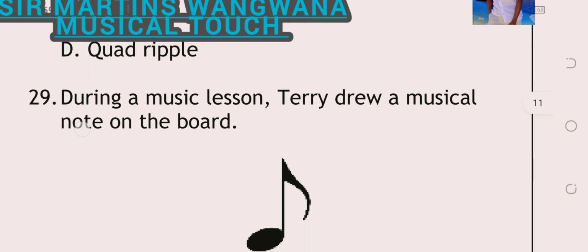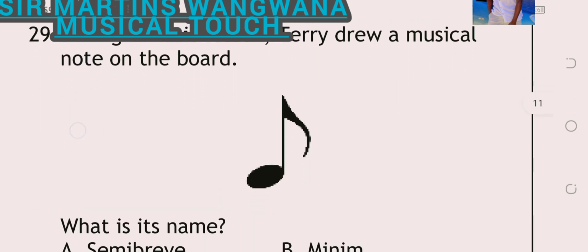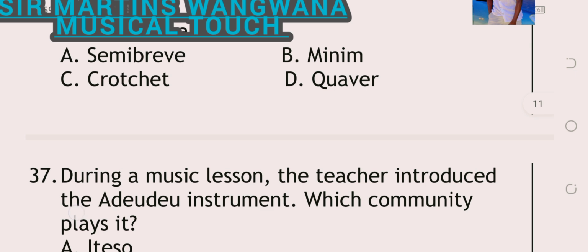Then number 29, during a music lesson, Terry drew a musical note on the board. Which note is this? This one is a quaver. The correct answer is D.